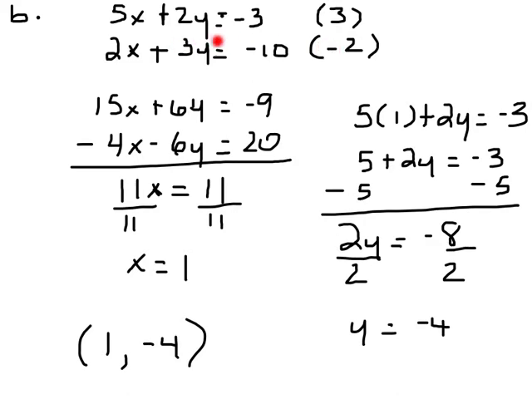Then I'm going to take either one of these equations. I chose the first one, and substitute in that x value. So 5 times 1 plus 2y equals negative 3. 5 plus 2y equals negative 3. If I subtract 5 from both sides, I'm going to have 2y equals negative 8, leaving me with y is negative 4.